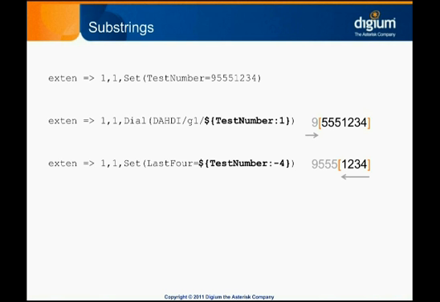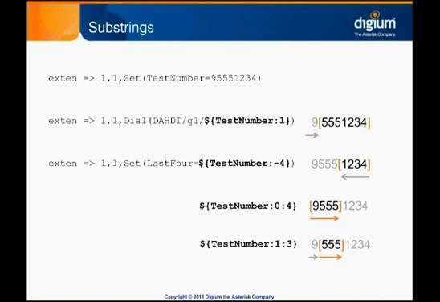The first 4 characters of the variable are accessible by these arguments. Here, we're skipping 0 characters and keeping the next 4 characters. The substring 555 can be represented with these arguments. Here we skip the first character and then keep the next 3.